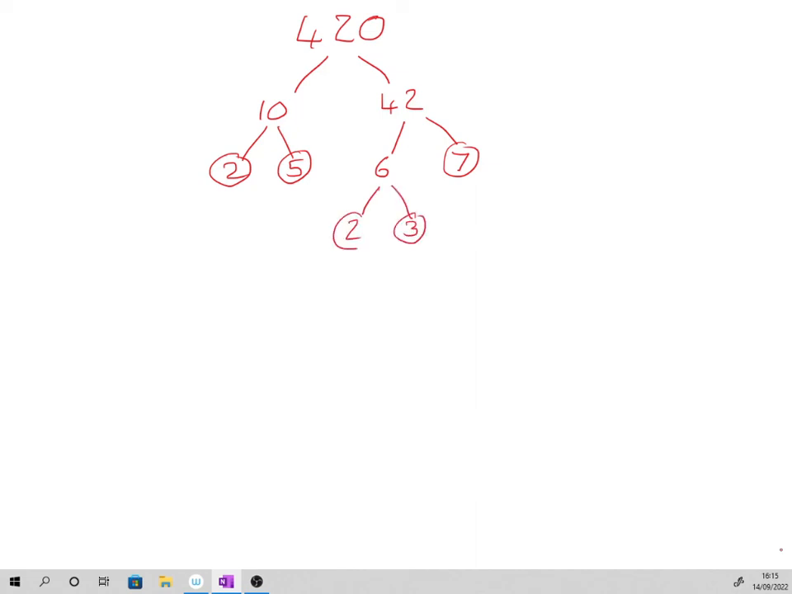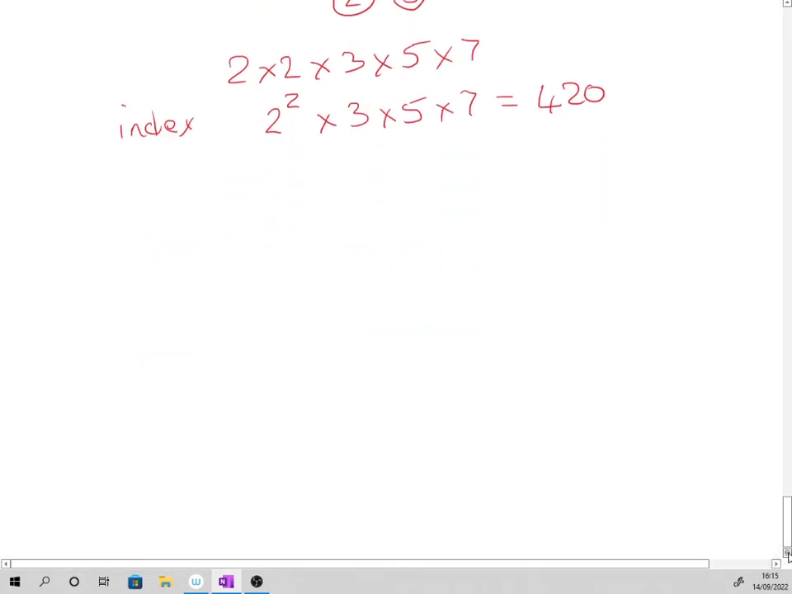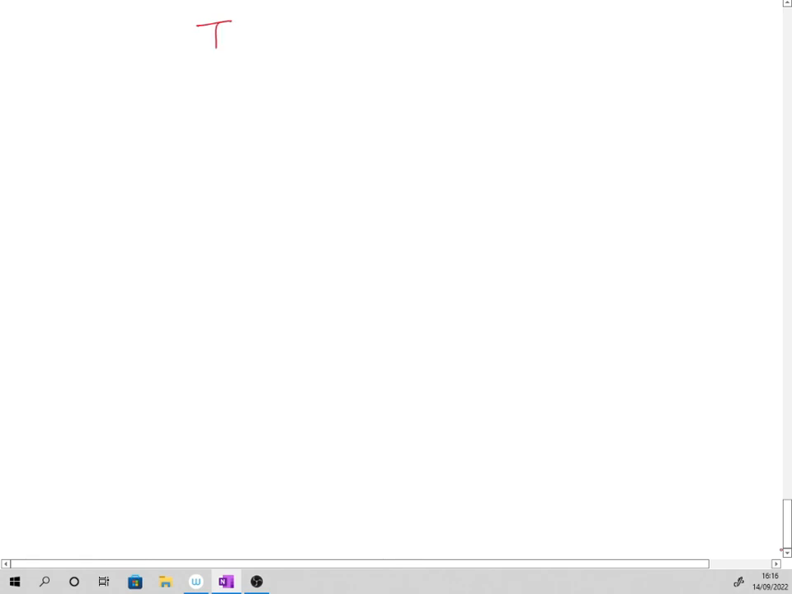So what we've got here is 2 times 2 times 3 times 5 times 7, and in index form we tidy it up a little bit and call it 2 squared times 3 times 5 times 7. And if you multiplied that all together, you'd end up with 420. That's it.